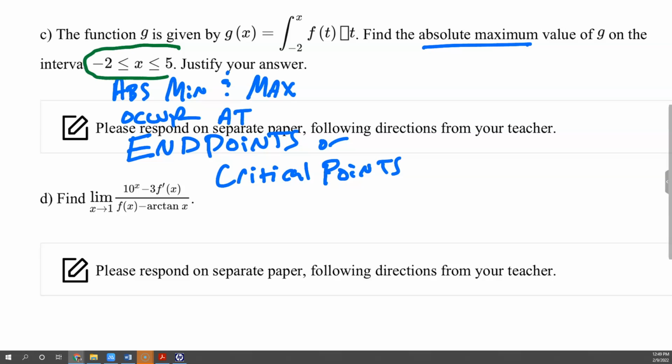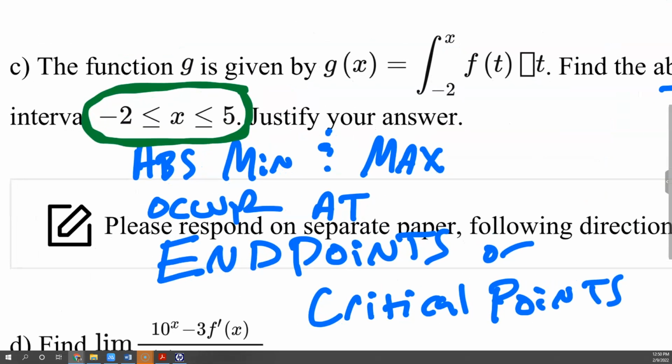Endpoints, you guys. Look, endpoints. So my endpoints, and sometimes just to organize myself, I'll make a little chart. Those are endpoints. How do I find critical points? What is the definition? Go back to your definitions. When we were doing all those increasing, decreasing, max, min problems, how do we find the critical points? First derivative. First derivative what? Equals 0. Beautiful. Let's go. My friends, can we take the derivative of g?